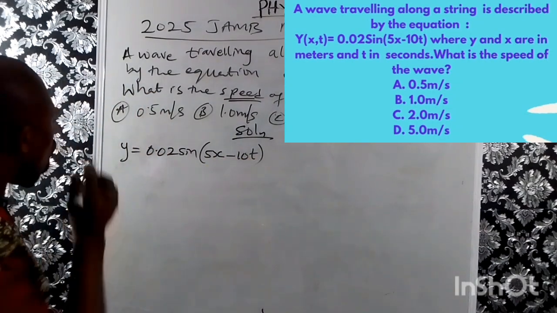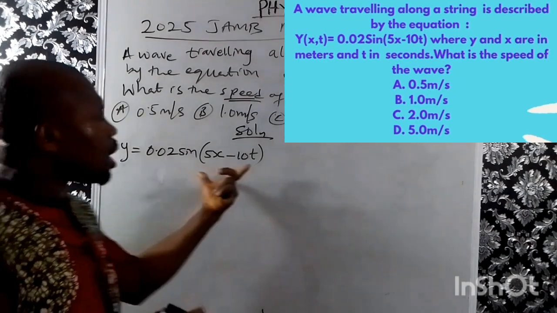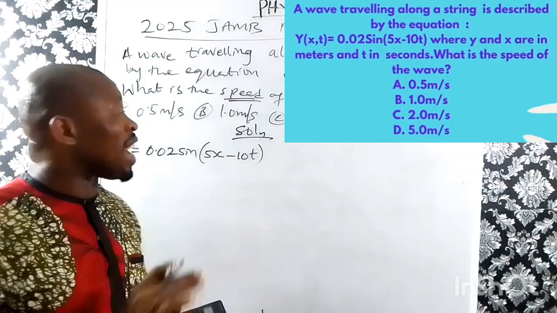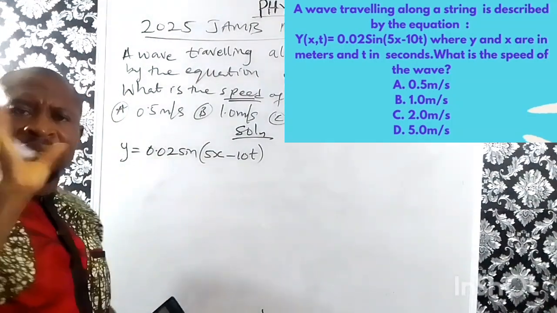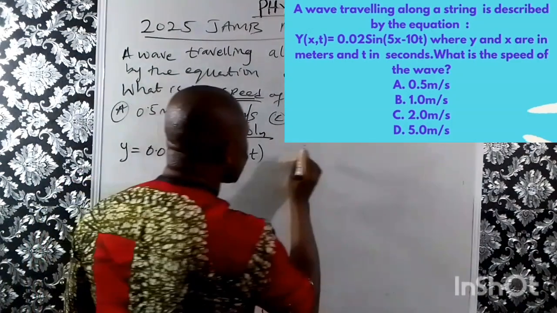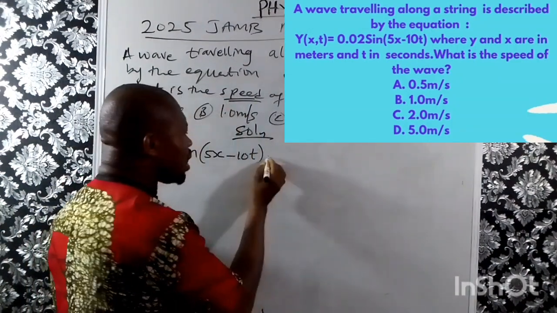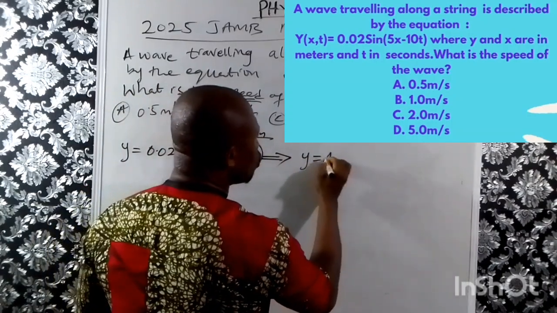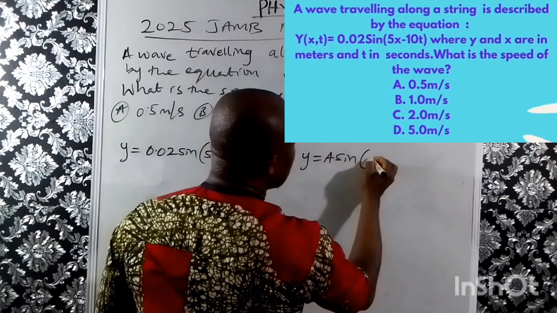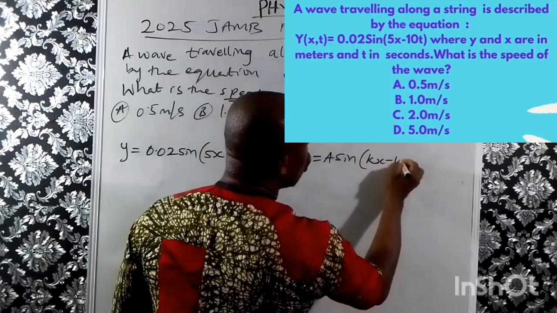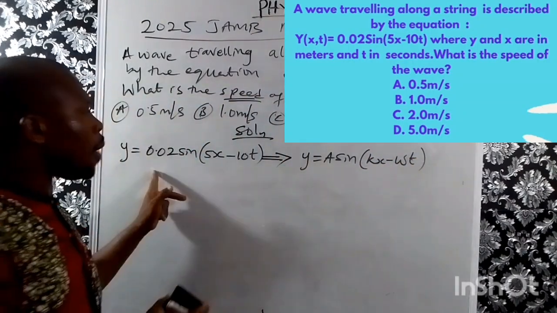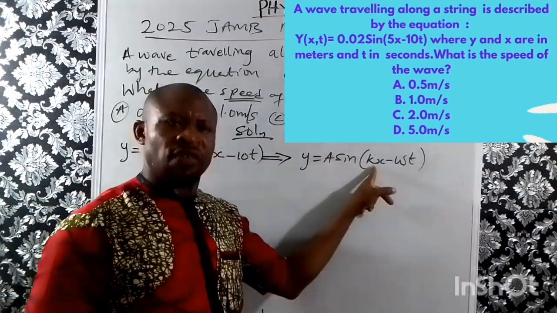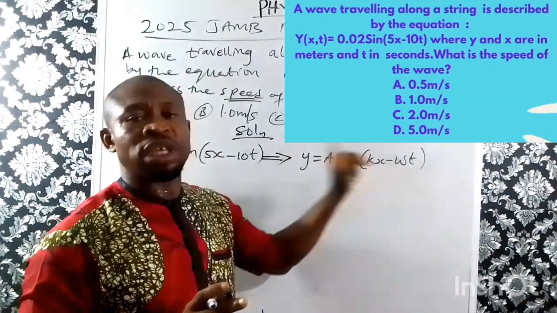Now, if you have this, there are so many wave equations of a traveling wave. There are a lot of them. But the principal equation there is, just compare this with the one that says y is equal to A sine (kx minus omega t). Just compare this with this. Now, all we need to do is to define what is k and what is omega.